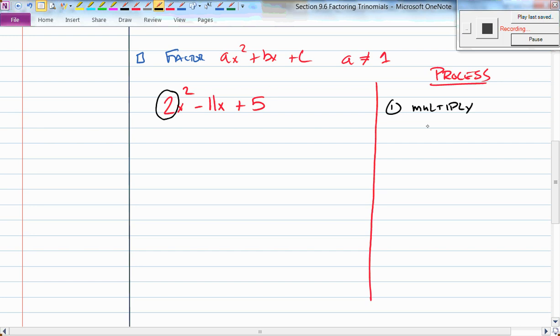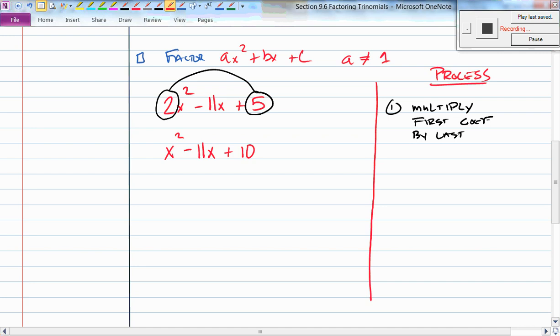We're going to multiply our first term, first coefficient, by the last coefficient. So we're going to multiply 2 times a positive 5. And we're going to get x squared minus 11x. And then what is 2 times 5? Positive 10. Okay, that's step number 1.